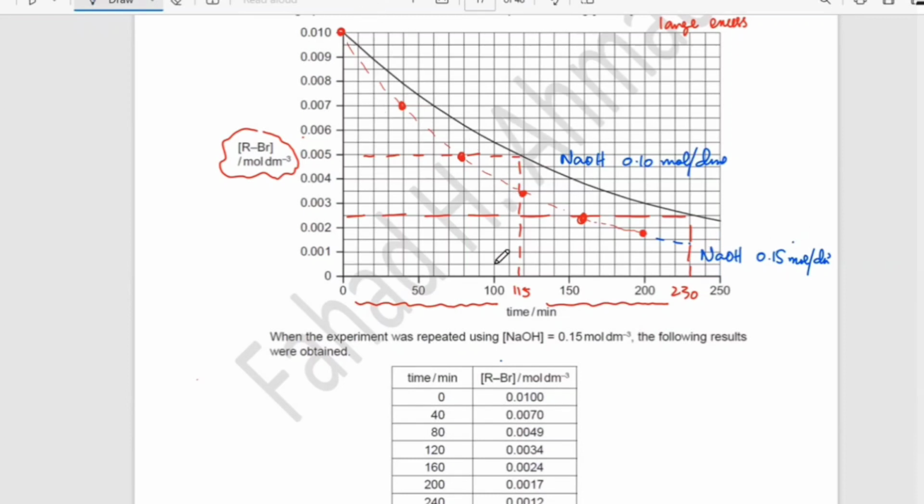Now in comparison of these two experiments, RBr is constant. RBr is not the issue. He's changing NaOH, so the reaction speeds up. So basically the second graph is there so that you can figure out the order with respect to NaOH. We already found out the order with respect to RBr by just looking at the half-life, how RBr is decreasing. Is that clear?